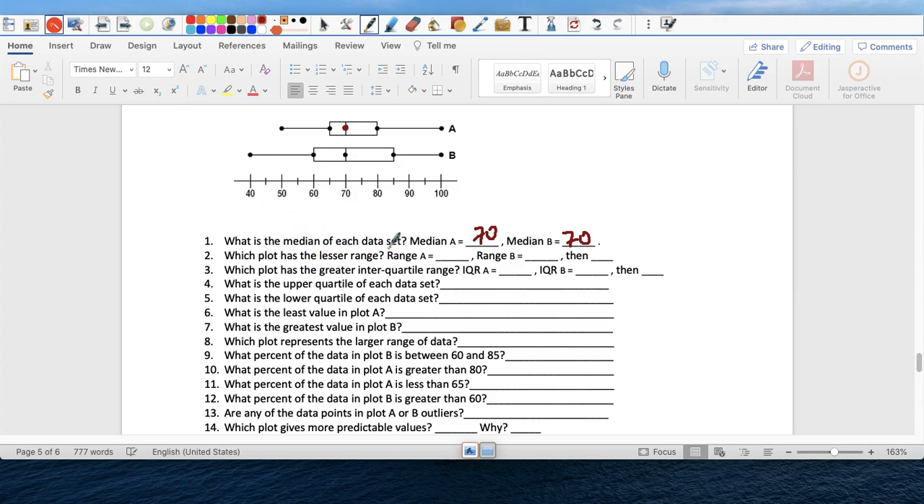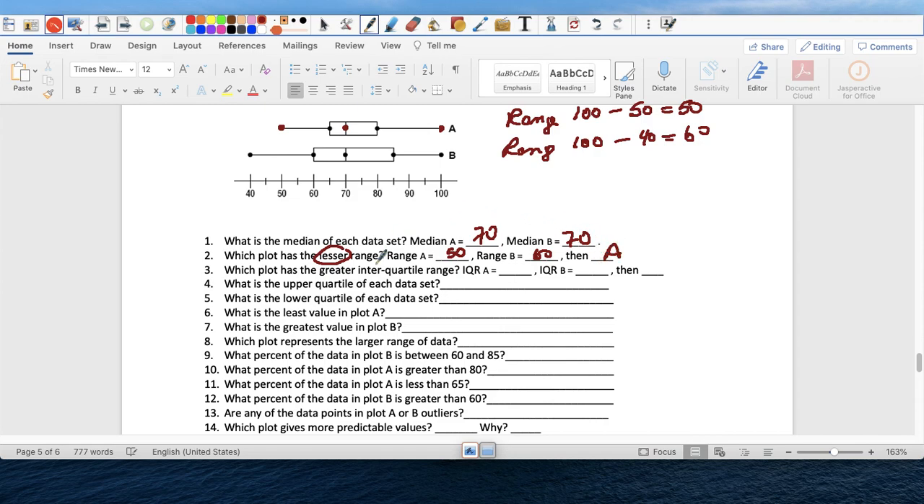Which plot has the lesser range? ¿Cuál de los dos tiene range más chiquito? So the range is the biggest minus the smallest. The range is 50 for A. For B, the range is 100 minus 40, which is 60. So range for A is 50, range for B is 60. So who is the lesser? ¿Qué tiene el range más chiquito? What's the range that's smaller? So that would be A.